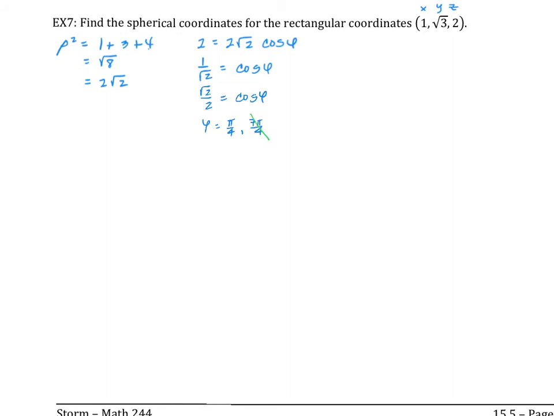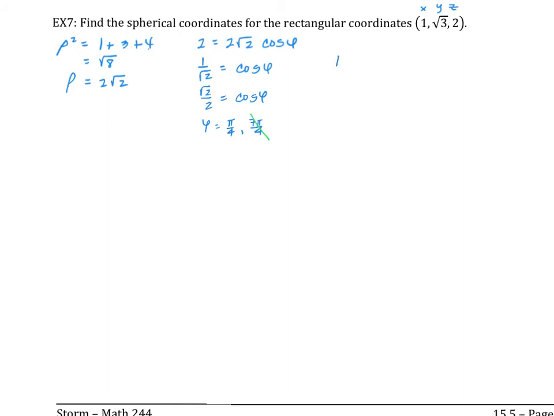All right, so now I have 2 of my values: I have my rho, and I have my phi. I just need to find my theta. To find my theta, I can either use the x or the y. X is 1, maybe I'll just use that one.